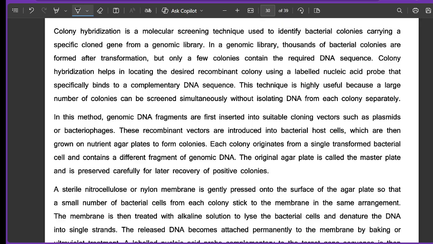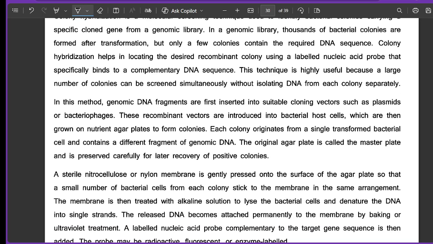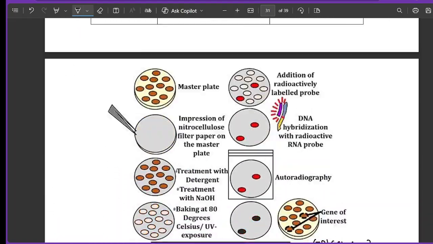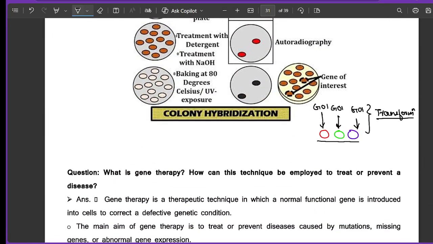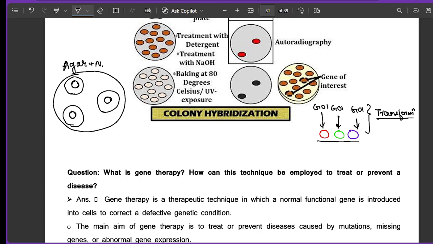Once you have introduced your gene of interest into the bacterial cell, you will allow them to grow on the master plate, where you are providing everything to them. So you will take a plate. This plate will contain agar and also nutrient rich media, and then you will place these cells on it. Let's say one bacterial cell here, one here and one here. Now let each cell grow and form its colony. Up till now you are not sure which of the cells have actually taken up the DNA.